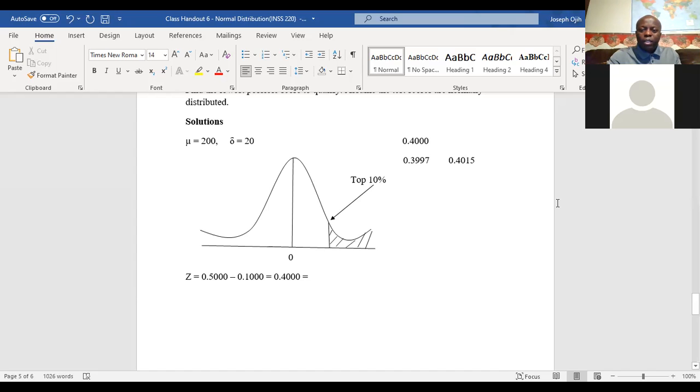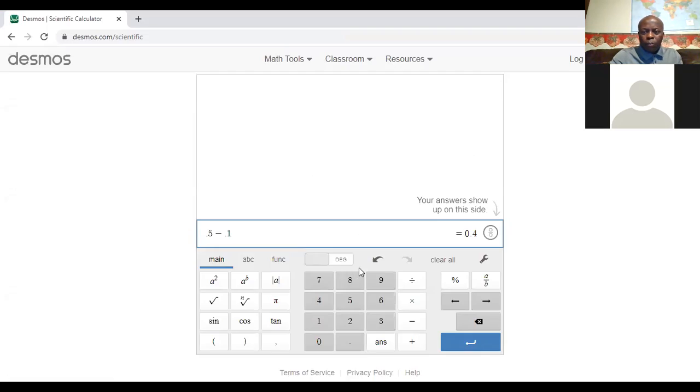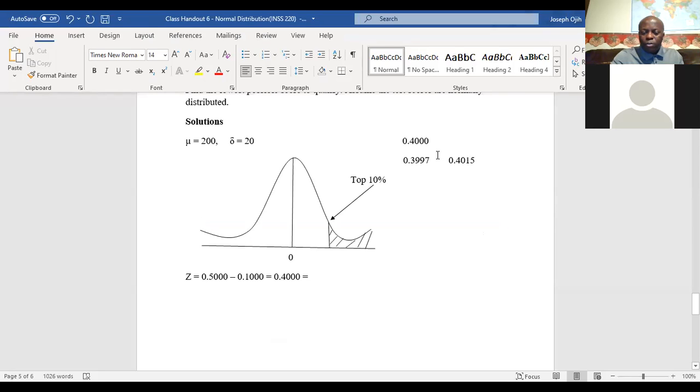So let us check which of these two numbers is closer to 0.4000. Look at them as whole numbers. We're going to do 4,000 minus 3997. Of course you know that 4,000 means 0.4. So 4,000 minus 3997, it's 3 points away, only 3 points. But the other number is 4015 minus 4,000.